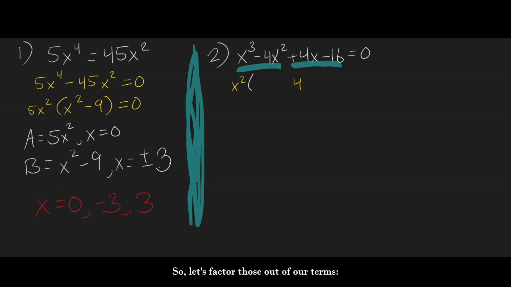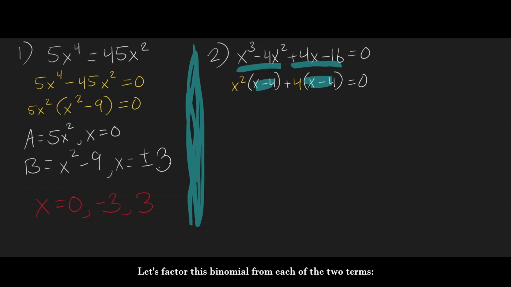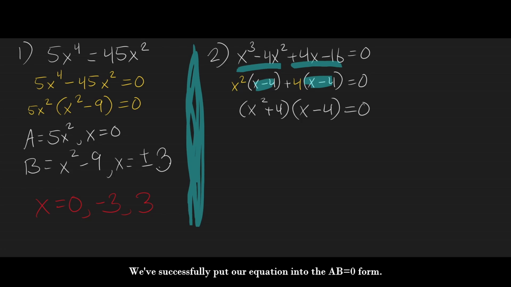x squared times (x minus 4) plus 4 times (x minus 4) equals 0. Notice how after we factored out our common factors, we're left with 2 terms with a common binomial factor, x minus 4. Let's factor this binomial from each of the 2 terms. (x squared plus 4) times (x minus 4) equals 0. We've successfully put our equation in the AB equals 0 form.